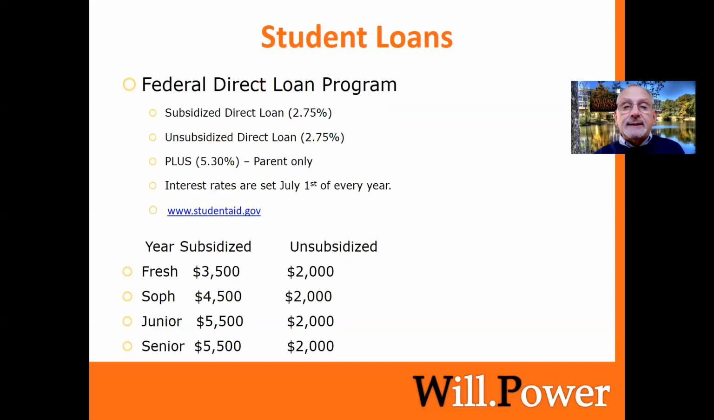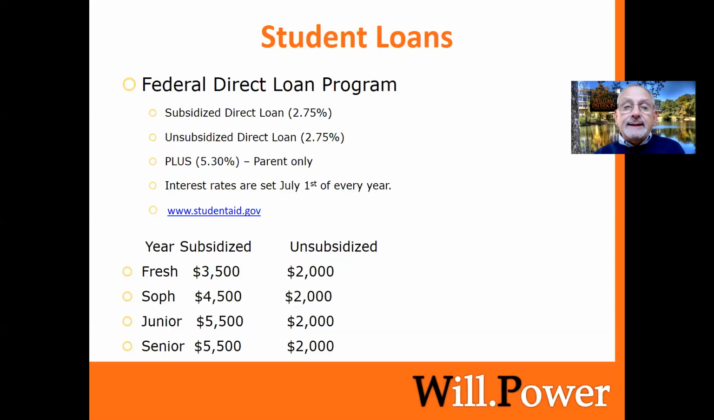Unsubsidized loans means that the government does not pay the interest for you. Interest begins to accrue and capitalize as soon as the loan is dispersed. So when you graduate, and let's say you borrow $10,000 in an unsubsidized loan, you will owe more than $10,000 because the interest accrued and capitalized.